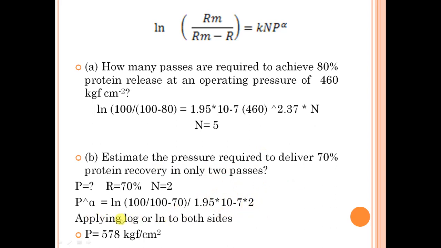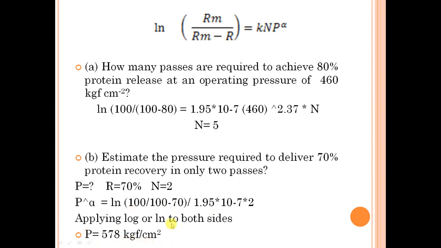We apply ln or log on both sides. If you are applying ln here, you should apply ln there also. If you are applying log here, you apply log there also. If it is ln, it is exponent. If it is log, it is 10 power. Using that concept, finally I'll get my pressure to be 578 kgf per centimeter square.